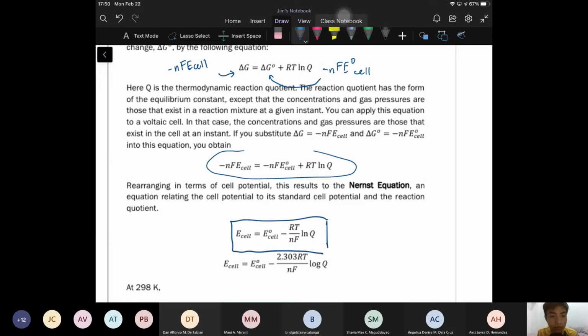So what does this equation tell us? By varying the concentrations of your species, pag binabago mo yung concentration ng species mo, yun yung nasa Q, magbabago yung voltage niya. Okay. So, kunwari, dinagdagan mo ng salt, edi tataas voltage. O pwede rin bumaba, no? So, ganun. By changing the concentration, by changing the value of Q, your E cell can change. Pwede yung non-spontaneous reaction maging spontaneous and vice versa.